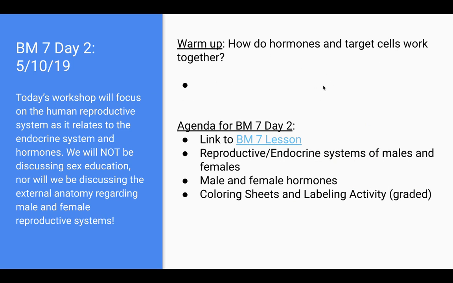Okay, so let's recall how hormones and target cells work together. Remember, it's like a lock and a key. Hormones only affect their target cells. All right, so we're going to look a little bit more closely at the reproductive endocrine systems for males and females. So please note, I'm going to talk about the human reproductive system as it relates to the endocrine system. I'm not going to discuss sex education. We're not going to discuss external anatomy of male and female reproductive systems, but some of the cross sections to show the reproductive glands are pictures of the human body.